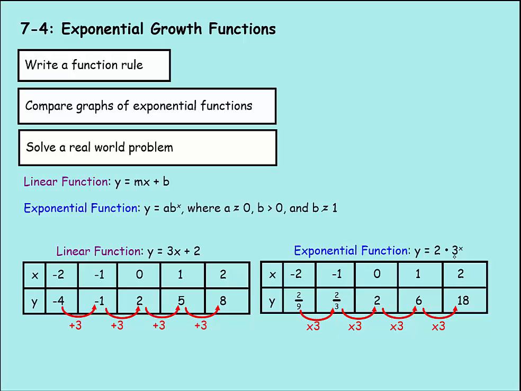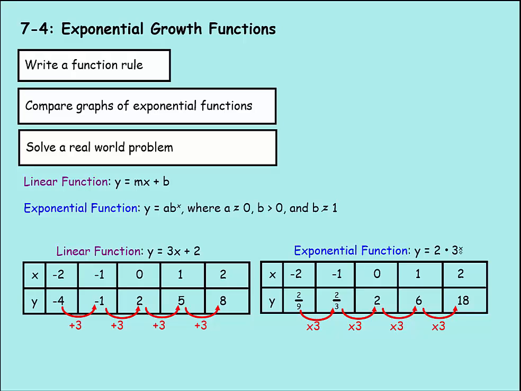At first we have 3 to the negative second power, which is 1/9. 2 times 1/9 would be 2/9. Then we have 3 to the negative first power, which is 1/3. 2 times 1/3 is 2/3. Then we have 3 to the 0 power, which is 1. So 2 times 1 is 2. Then we have 3 to the first power, which is 3. 2 times 3 is 6.